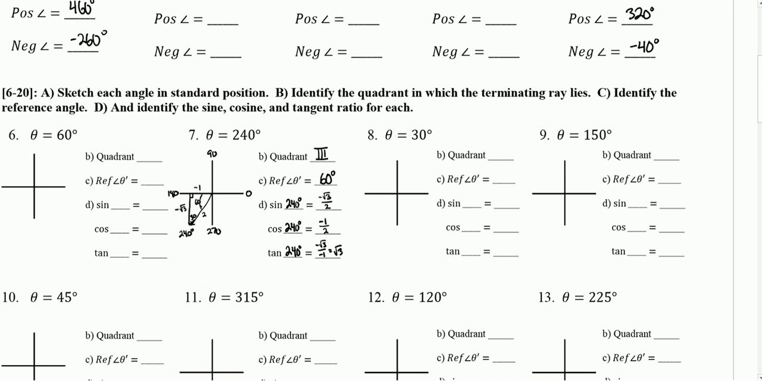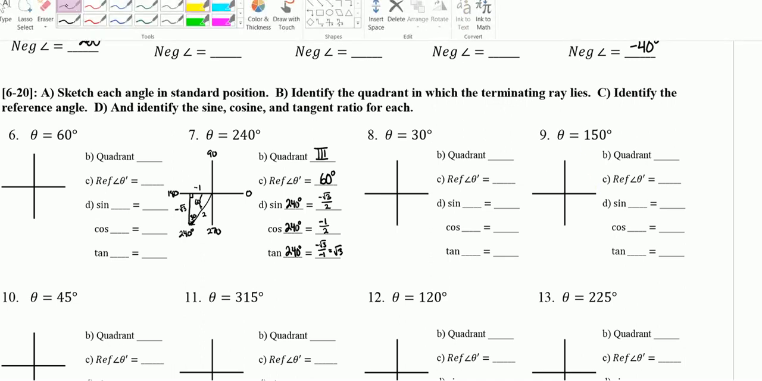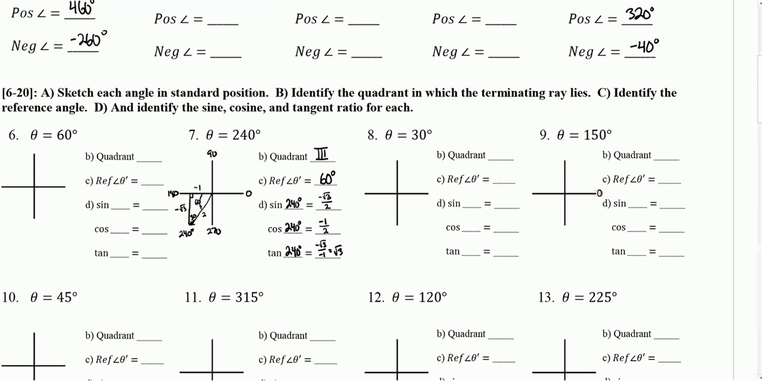Number 9, 150 degrees. Well, marking going counterclockwise, we got 0, 90, 180. So 150 is between 90 and 180, closer to 180. So there's my terminal side pointing to 150.